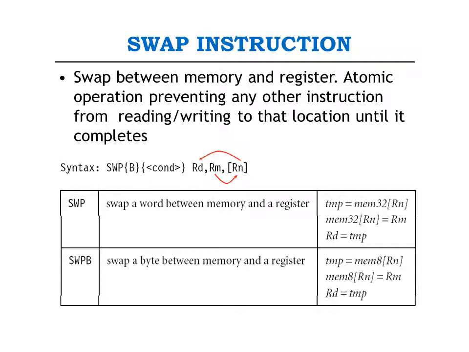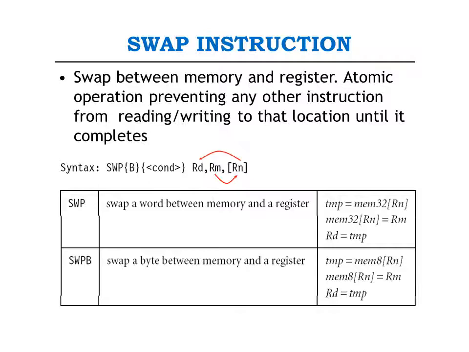So what is the swap instruction? The swap instruction is basically transferring data between memory and the register. You are just exchanging the content from memory to register and register to memory. So here the syntax is SWP and the B is optional. If you are moving only a byte of data from memory to register, then you can specify B, or if you don't want to specify byte data and want to exchange 32-bit data, then mention only SWP. Then condition is again optional.